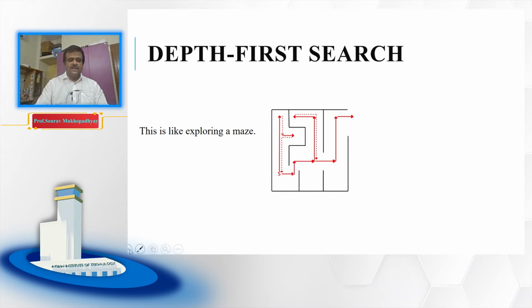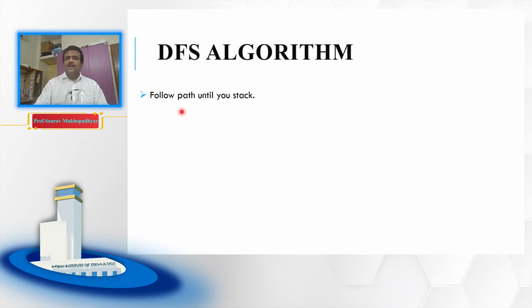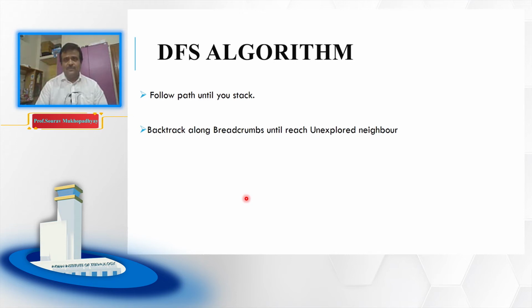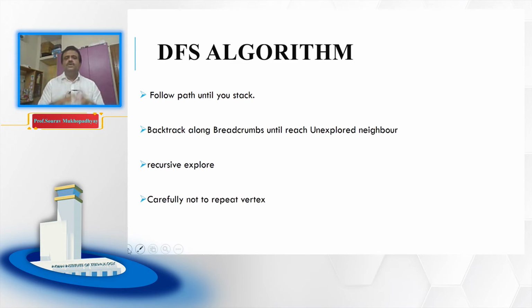So the idea is to follow the path until we are stuck, and once stuck we do the backtracking along the path. This can be done very nicely in a computer by a recursive call, recursive exploring. The only thing we need to take care of is repetition. We should not repeat a vertex which we already explored. There should be a pointer to avoid the repetition. We should see each vertex once.